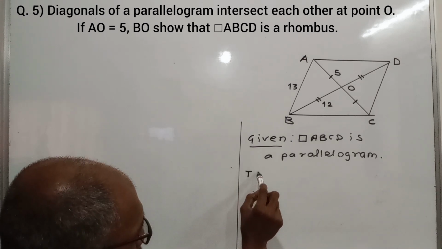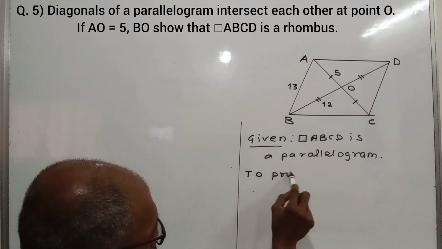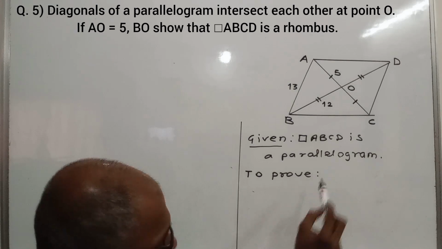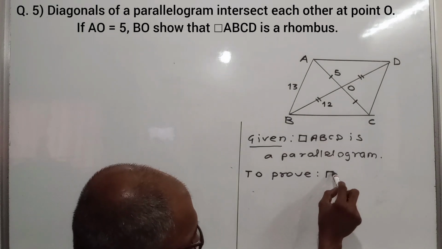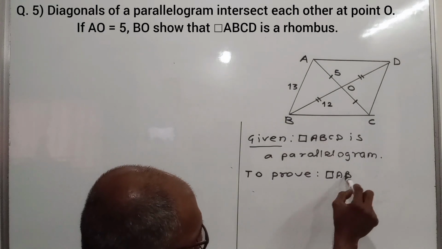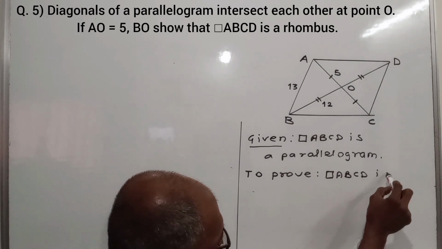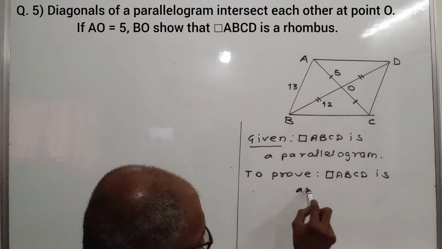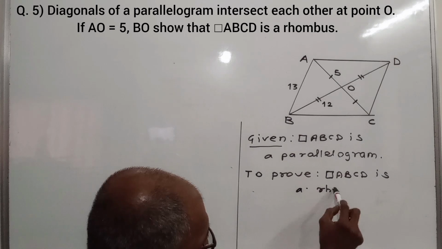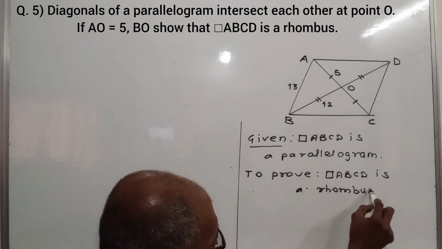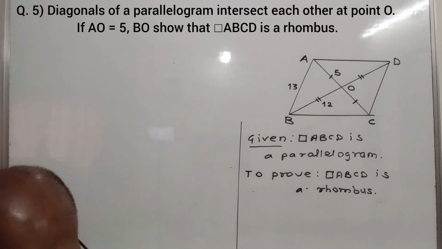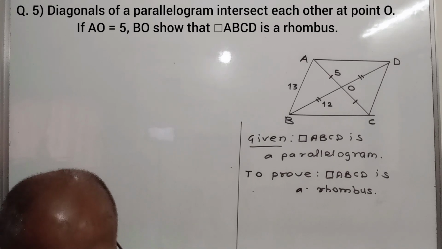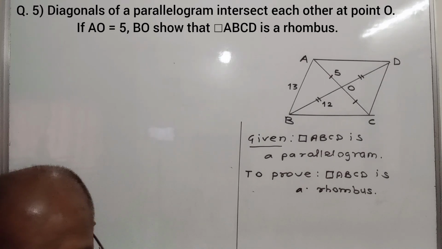Now to prove: quadrilateral ABCD is a rhombus. Did you get it? This is given in our example.